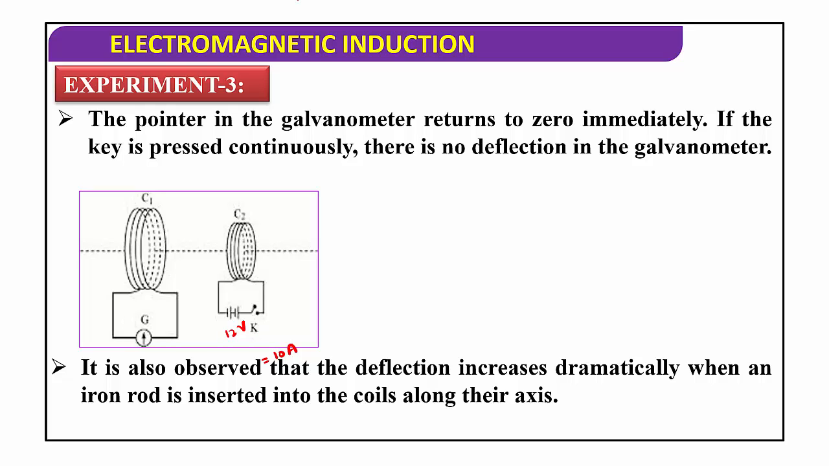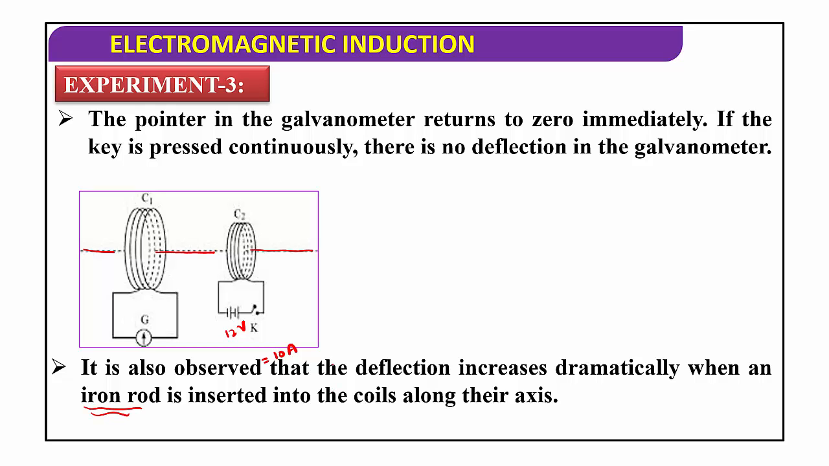Second point, it is also observed that the deflection increases dramatically when an iron rod is inserted into the coils along their axis. If you want to increase the electric current in the first coil, we can use one iron rod, and this iron rod is inserted into these coils along the axis. When we insert this iron rod, this is again a conductor, it contains a large number of charges. So by using this iron rod, we can easily increase the current.